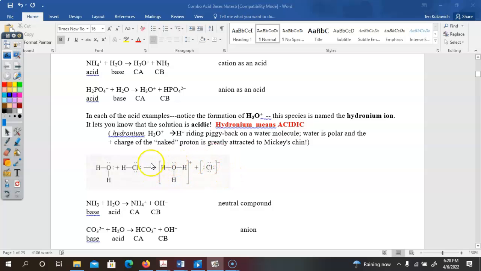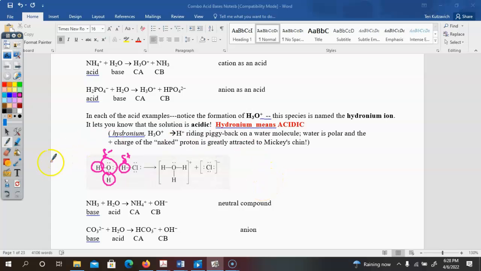All right, so this is just showing you what happens with the hydronium ion. It just says the H plus is riding piggyback on a water molecule, water is polar, and the positive charge of the naked proton is greatly attracted to Mickey's chin. Mickey being the water molecule. All right, this is Mickey's chin. We know this is partial negative, and we know this is partial positive. That's why it's attracted to the water molecule.